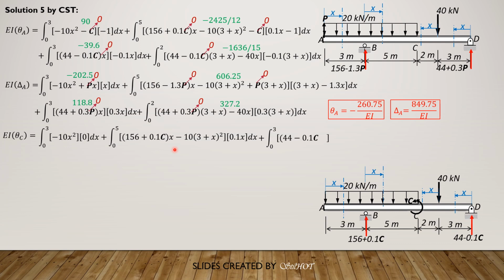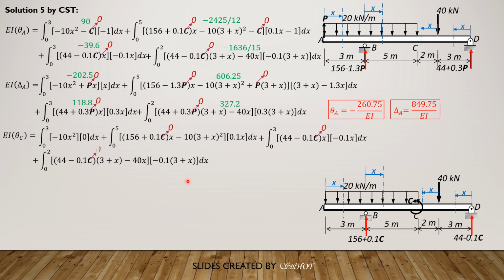Then plus integral of quantity 44 minus 0.1C of x. Then derivative is negative 0.1 of x dx. Then lastly, we have integral 0 to 2 of quantity 44 minus 0.1 of C times 3 plus x minus 40x. The derivative is negative 0.1 of 3 plus x dx.